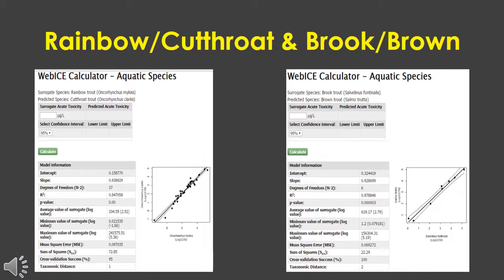Here are 2 screenshots of my actual ICE calculator that I used to input the surrogate acute toxicity values to get the predicted acute toxicity values for my predicted species. In both cases, the rainbow and the brook trout are the surrogate species, and the cutthroat and brown trout are the predicted species.